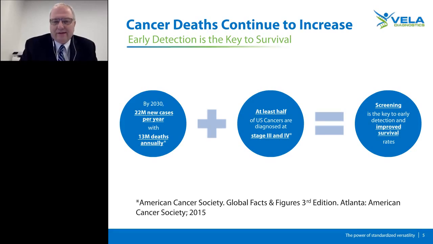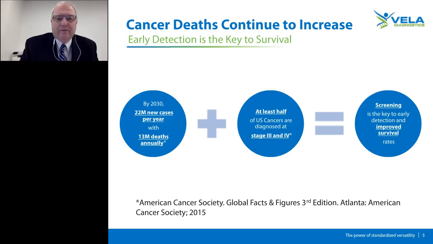The other important thing to note is that at least half of US cancers are diagnosed at stage 3 and stage 4. So this is late-stage diagnosis, which definitely affects the survival rate. The key is to come up with a molecular screening technique whereby you can detect the early onset of cancer in the earlier stages of the disease in order to provide appropriate treatment as soon as possible, and thereby lessen the opportunity for metastasis and also extend the life of the individual.